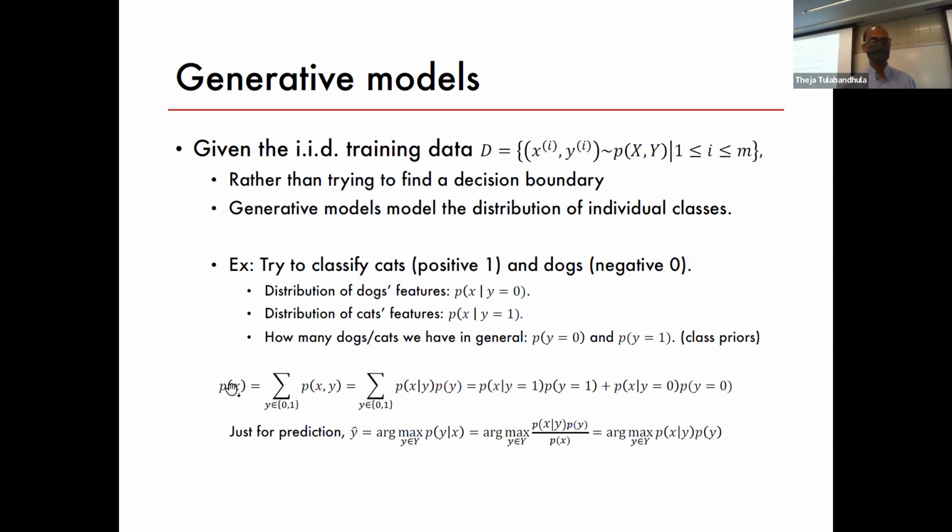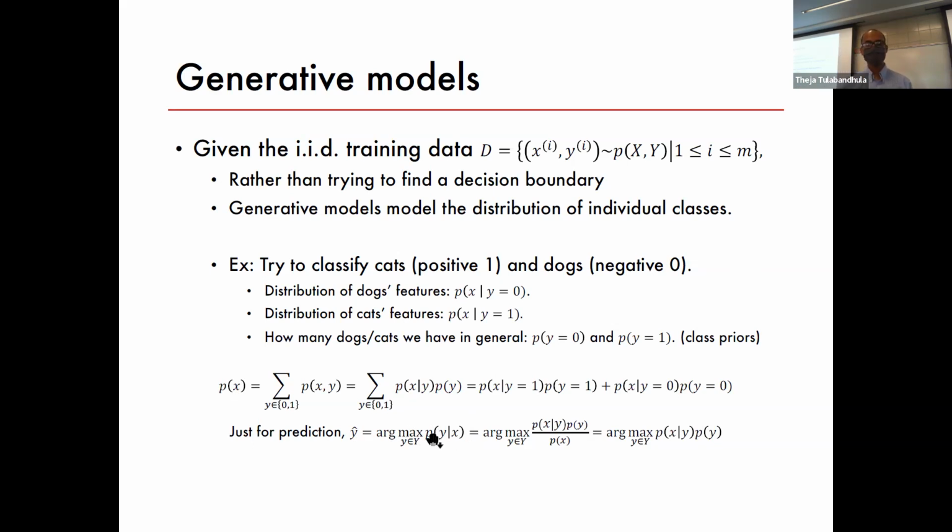But for prediction, let's say y hat is our prediction, the arg max over all the y's of probability of y given x. This is exactly the same as before. Given a feature vector x, I want to find the y which is most likely. This is what we've been doing even for logistic regression, or multi-class logistic regression. So exactly the same thing.